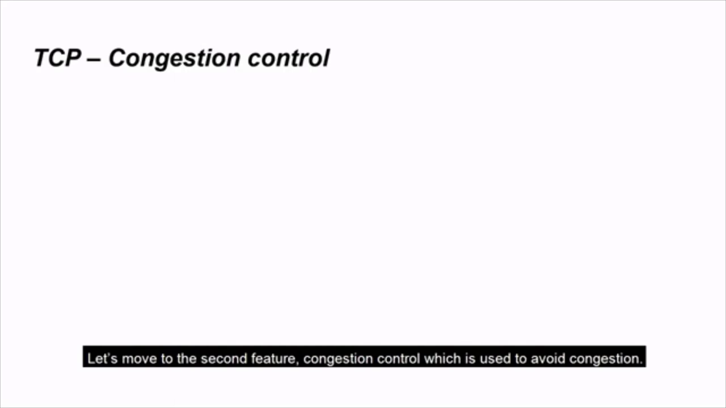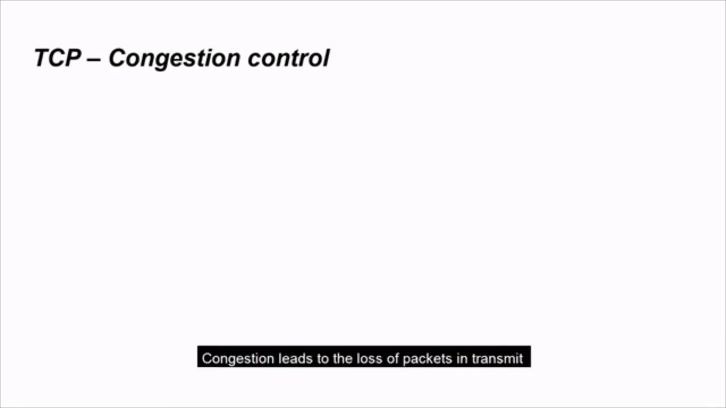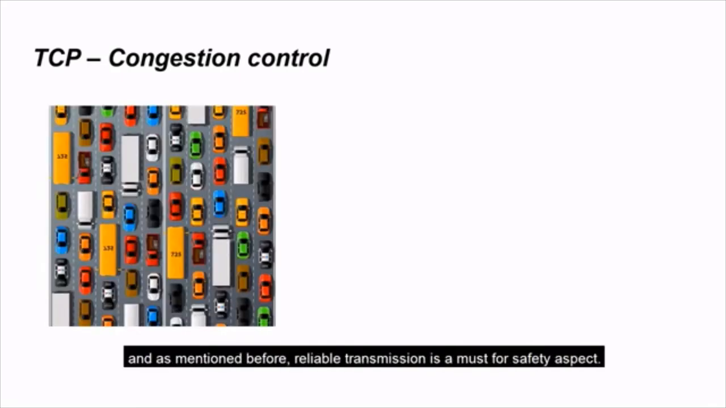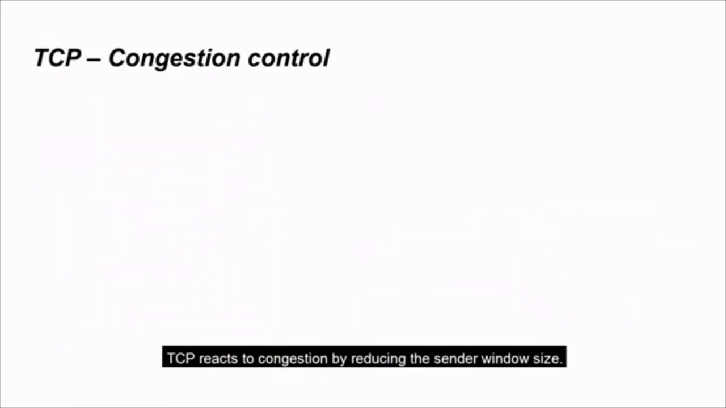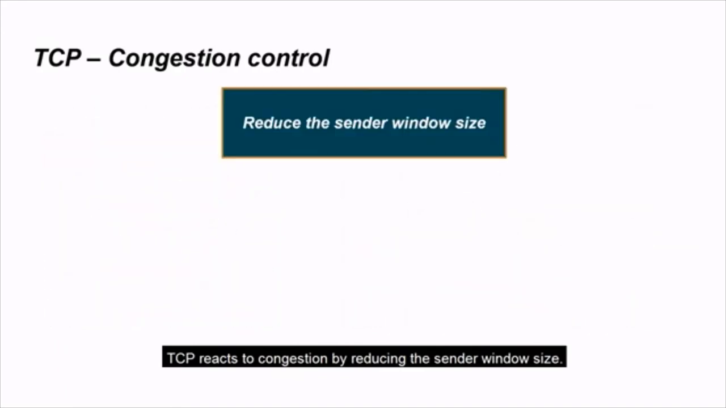Let's move to the second feature, congestion control, which is used to avoid congestion. Congestion leads to the loss of packets in transmit, and as mentioned before, reliable transmission is a must for safety aspect. When congestion happens, queues on links begin to fill up and packets get dropped. So it is necessary to control the congestion in network. TCP reacts to congestion by reducing the sender window size.